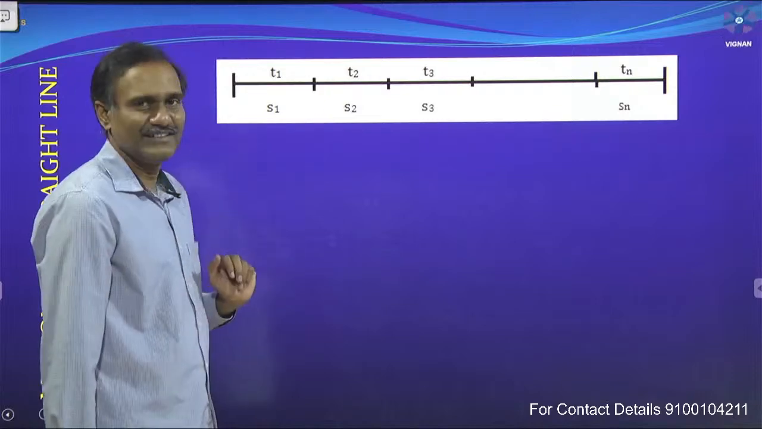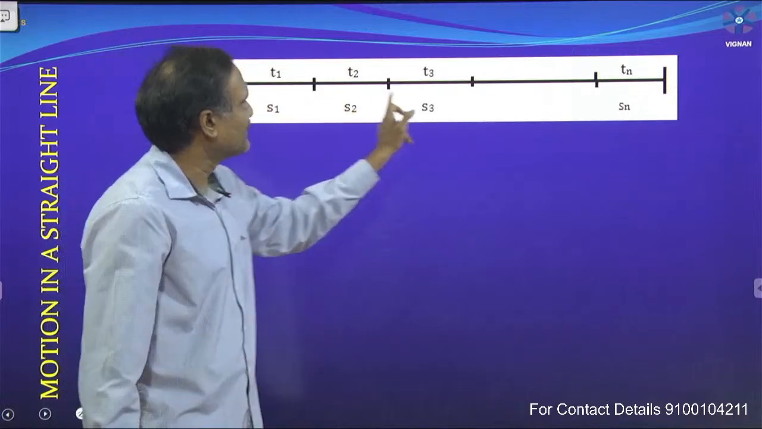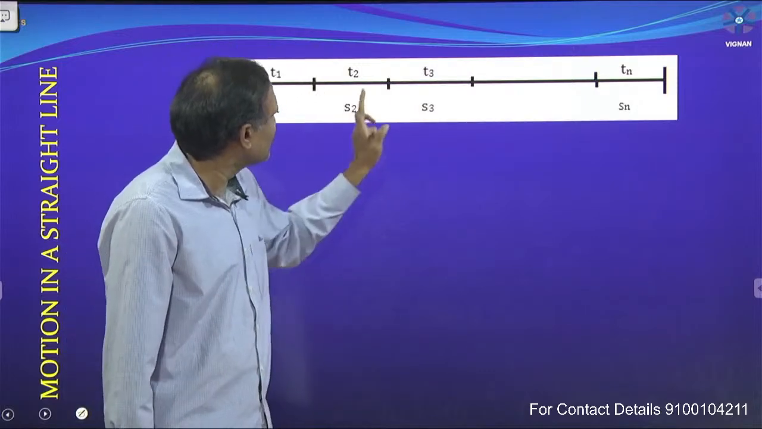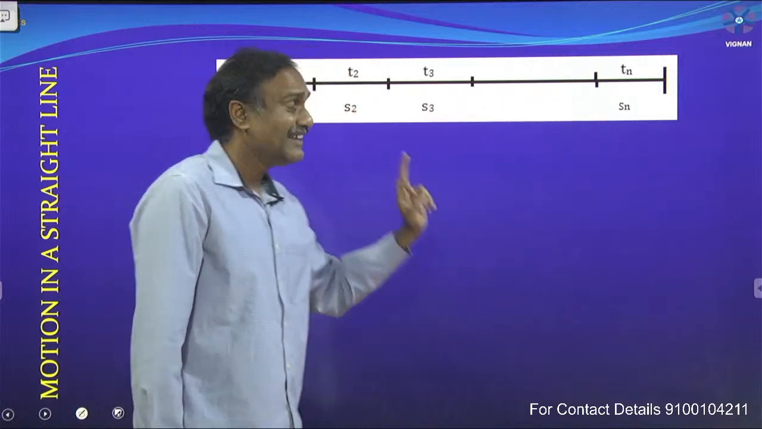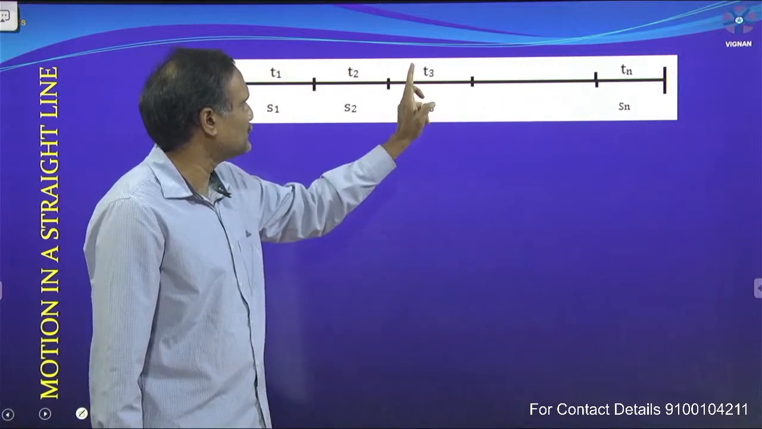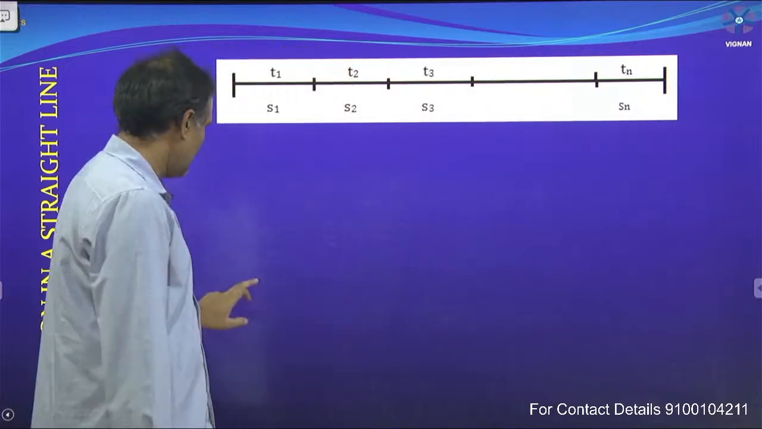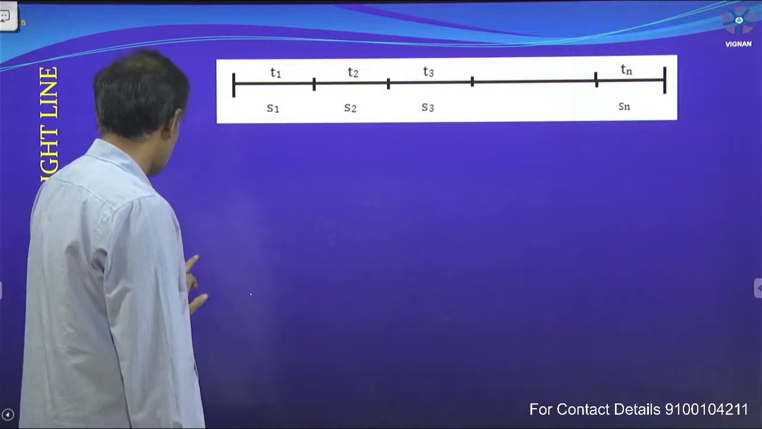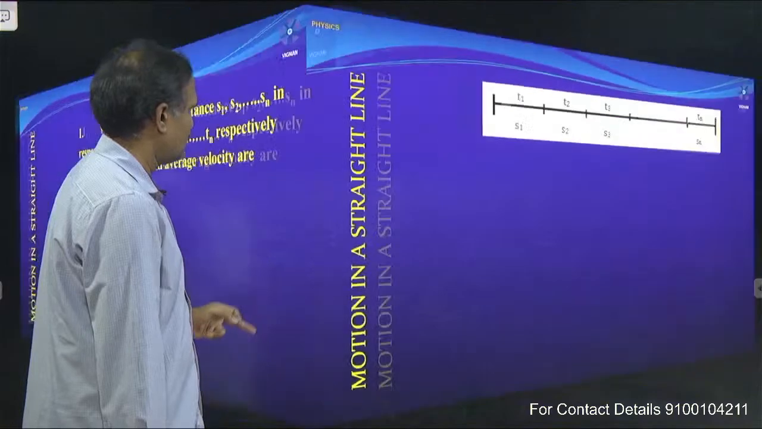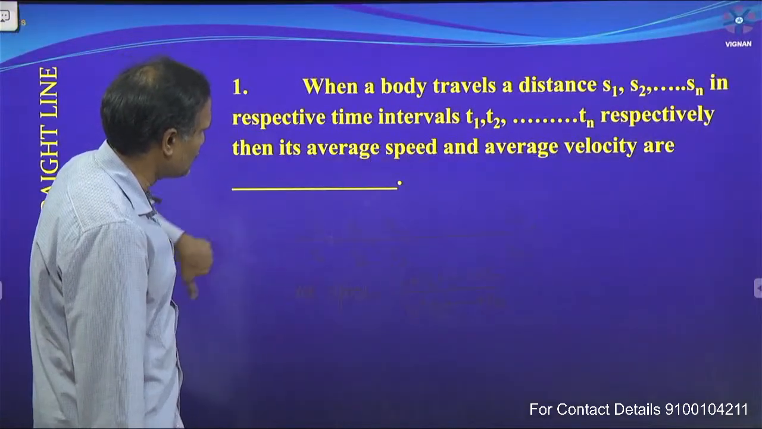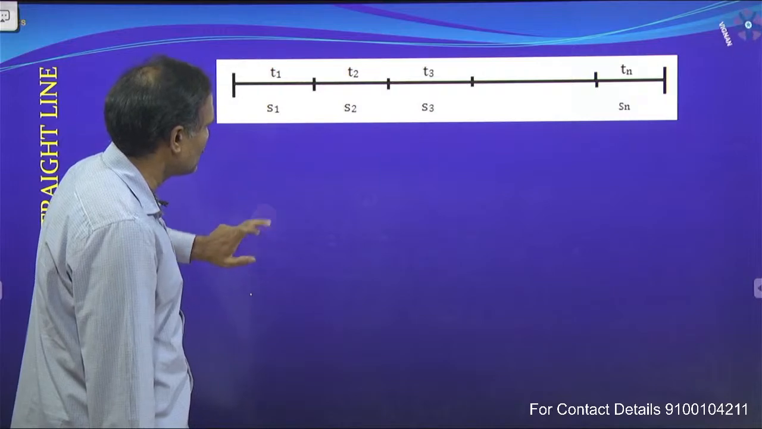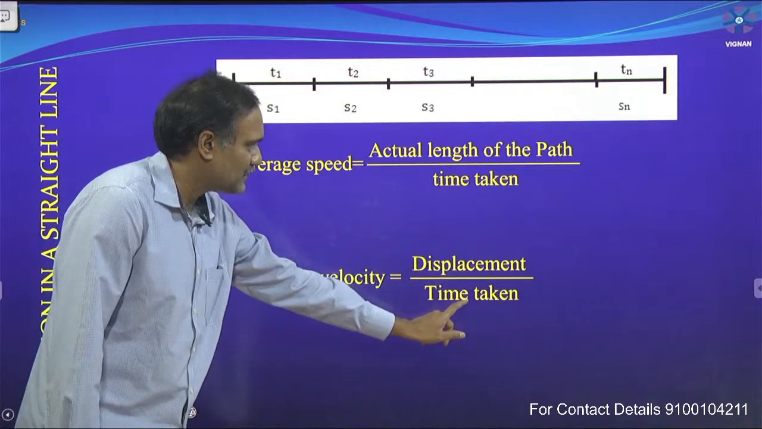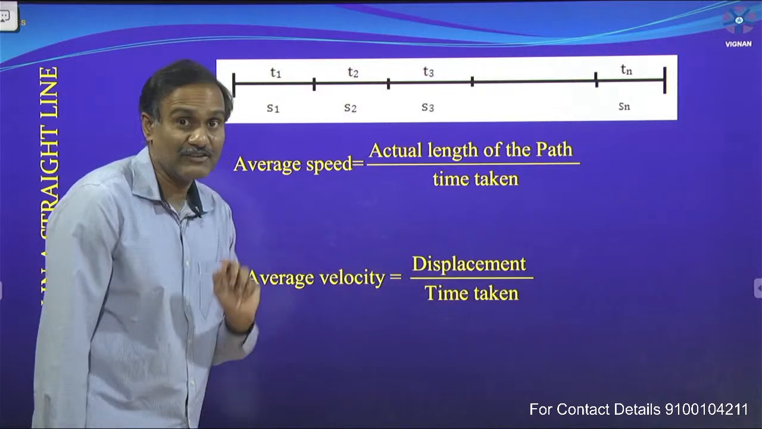Now observe this again. The particle moving along the same straight line covers the distances s1, s2, s3, and so on up to sn in respective time intervals t1, t2, t3, and so on up to tn. Now, what is the formula for it? Average velocity is total displacement divided by total time taken.